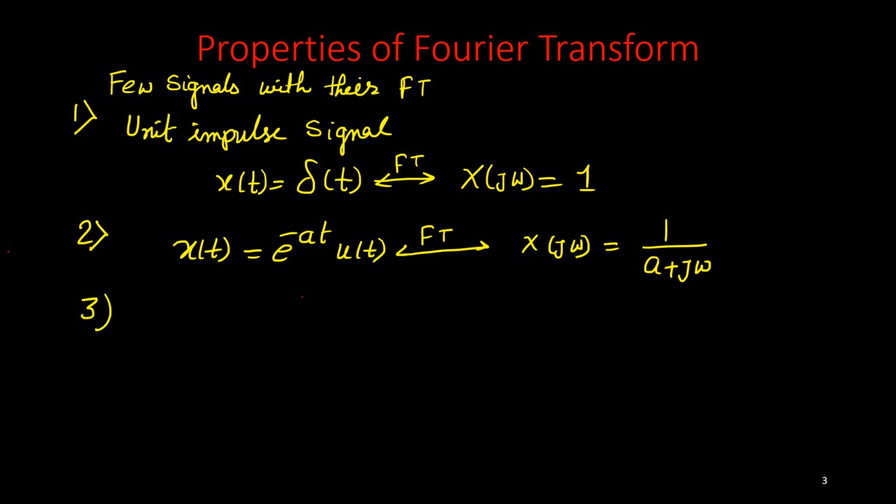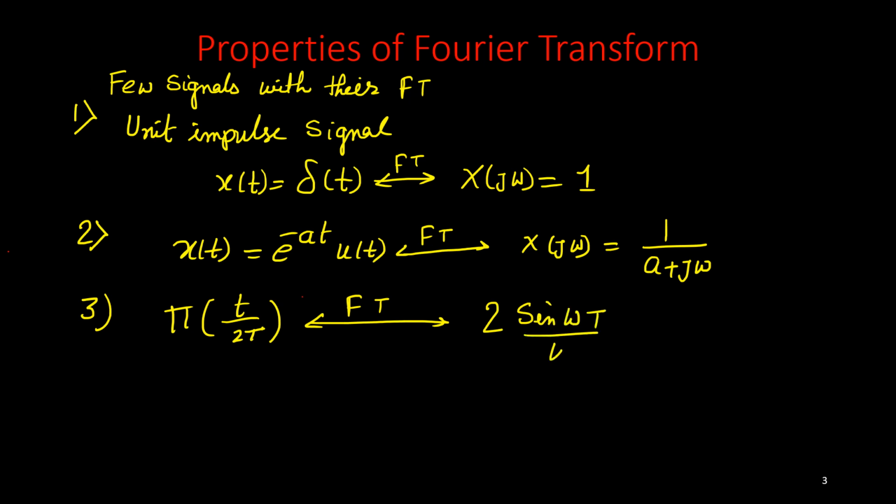Third one, we have considered the gate signal, pi of t upon 2T. The width is 2T and its center point is 0. And for that signal, the Fourier transform was 2 sine omega T upon omega, using the function that we discussed.